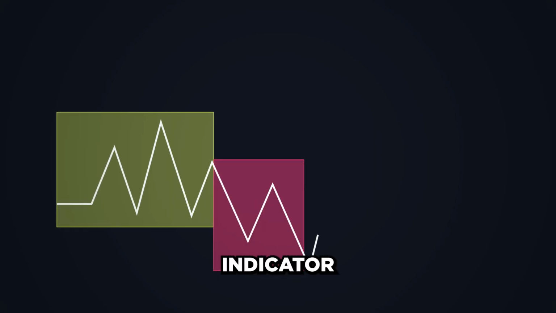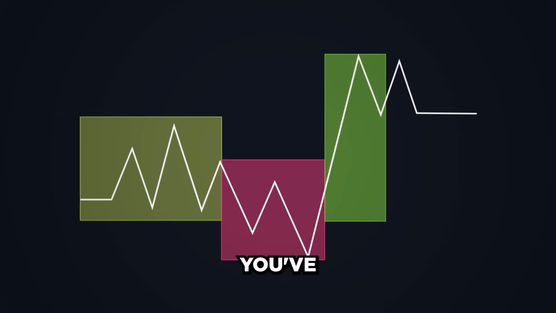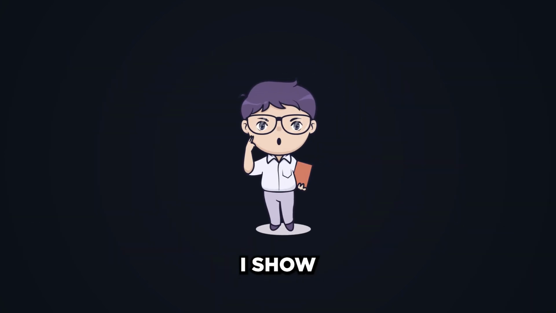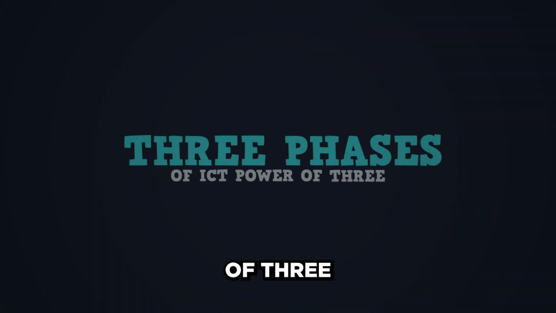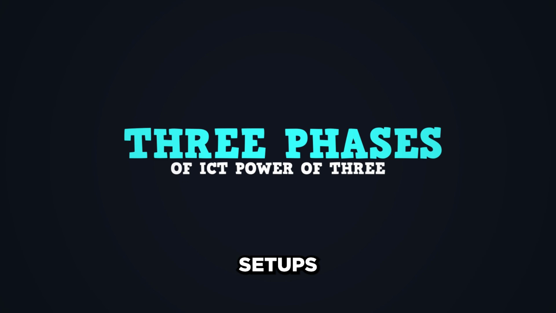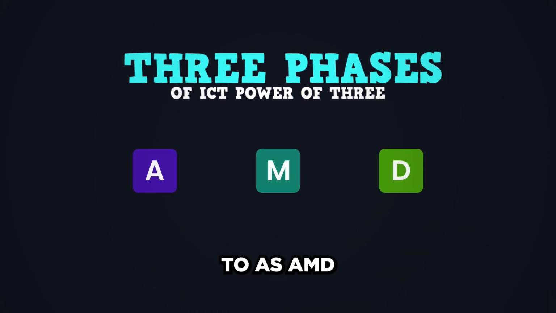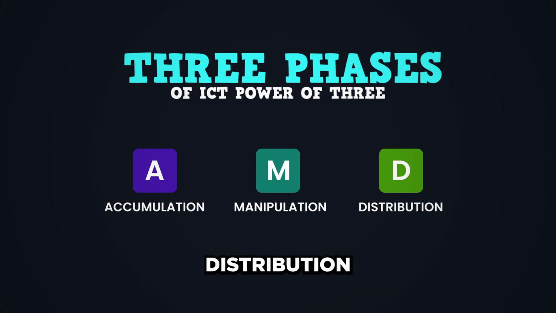If you're looking for an indicator that's perfect for identifying ICT's power of 3, then you've come to the right video. Before I show you this indicator and walk you through all the features, let's quickly go over what the ICT Power of 3 actually is. The Power of 3 is a concept that refers to 3 key market phases that can help traders find deadly trade setups. These 3 phases are referred to as AMD, or accumulation, manipulation, and distribution.